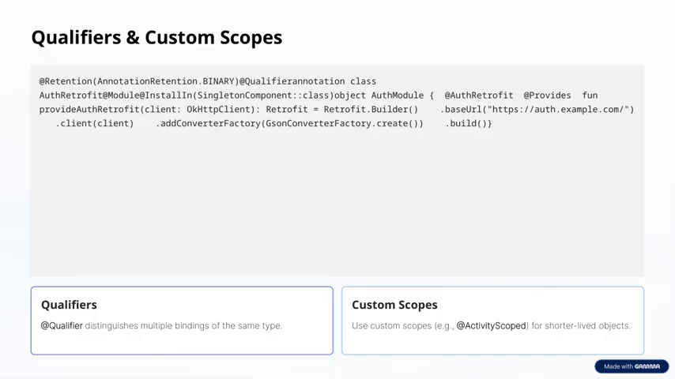Now, moving on to custom scopes. These are useful for managing the lifecycle of objects, especially when you want shorter-lived instances. Think of scopes like @ActivityScoped. They ensure that an object lives just as long as an activity, which is perfect for things that shouldn't persist beyond that. Using custom scopes helps us optimize resource management and makes our dependency injection more precise. Connecting this to our overall theme, understanding qualifiers and scopes really empowers us to write cleaner, more efficient code. It allows us to control how and when objects are created and used, which is essential in building robust Android apps.